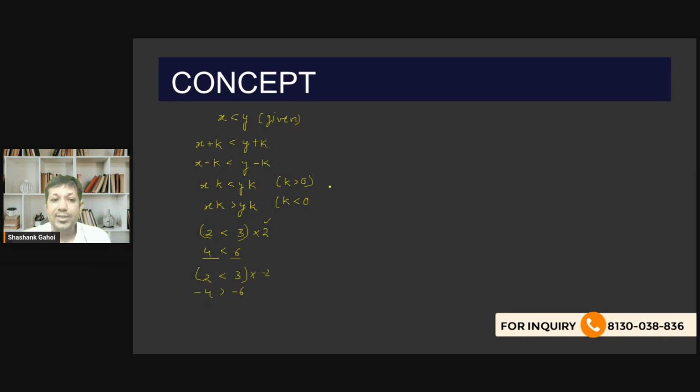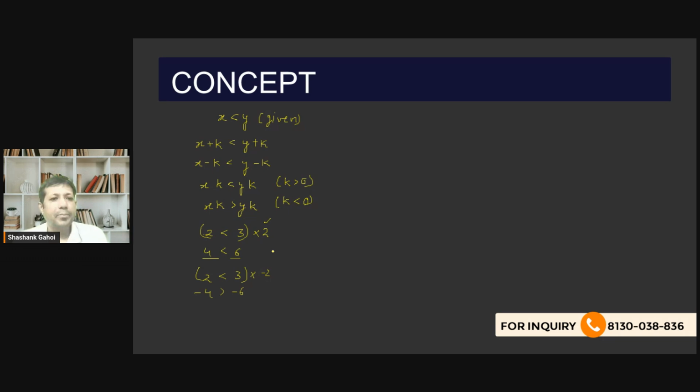So the inequality reverses. When you multiply or divide by a number in any inequality, always remember you need to know the sign of k, the sign with which you are multiplying or dividing, because if you don't know the sign, you don't know whether the inequality will remain the same or reverse. If the number is positive, the inequality stays the same. If the number is negative, the inequality changes.